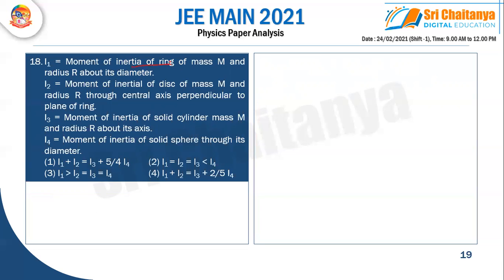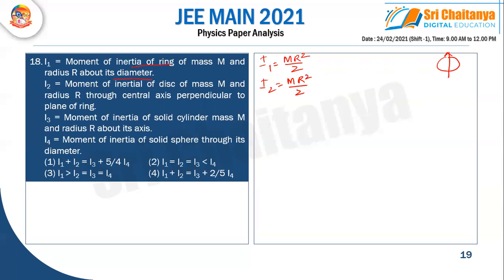Okay, so here the problem reads I1 is equals to moment of inertia of ring. So moment of inertia of ring, now I1 will be ring about its diameter, he says. Now about its diameter, it will become mr square by 2. Now about the diameter of a ring, I need to calculate. So natural axis is mr square, but now about the diameter, he says I2 is moment of inertia of disk of mass m and radius r through central axis perpendicular to the plane of the ring. This is natural axis he's speaking of. I2 is equals to, I'll be getting it as mr square by 2 for a disk about the natural axis.